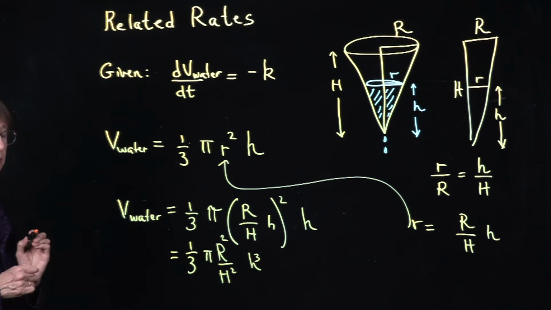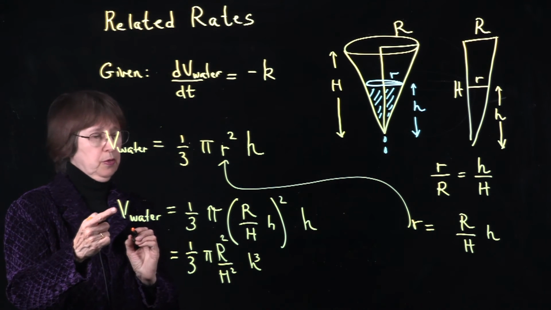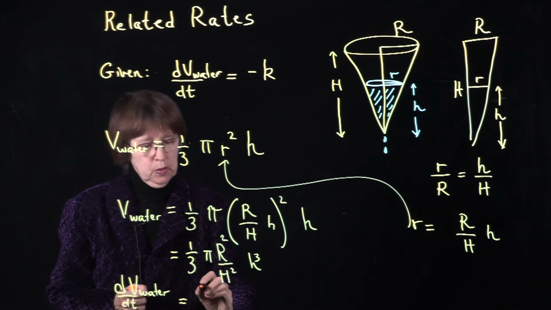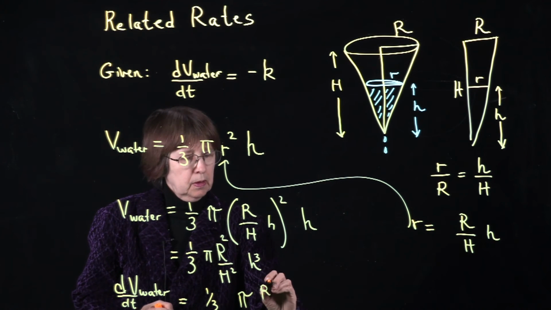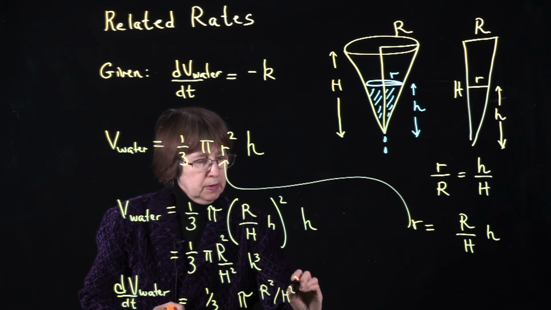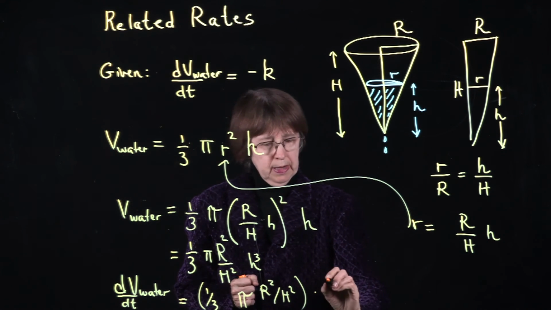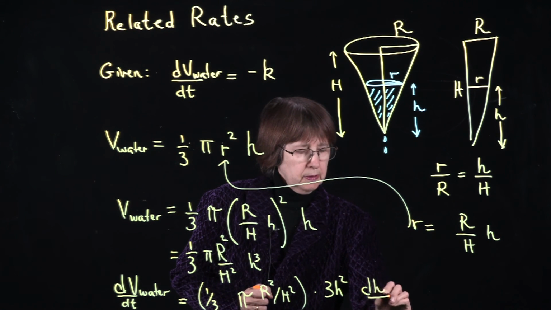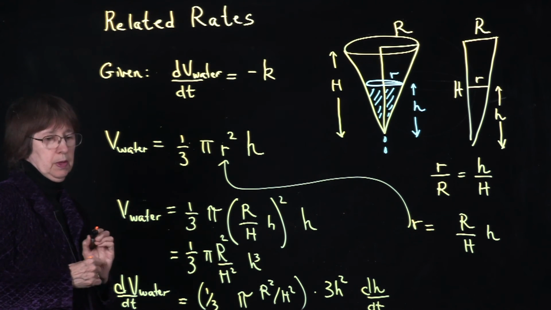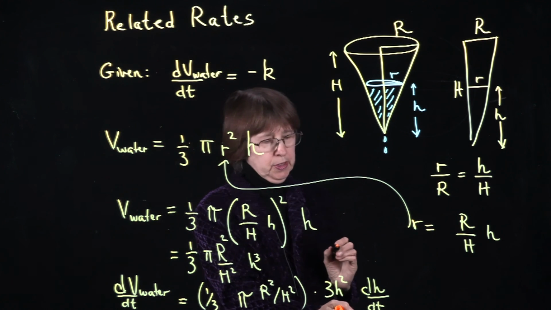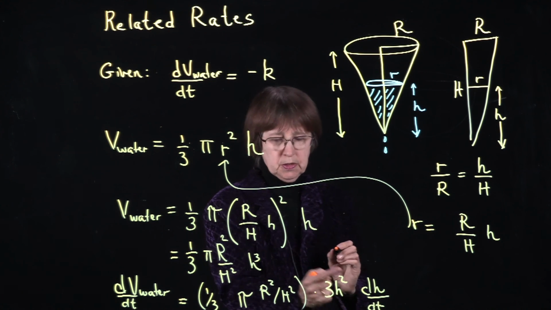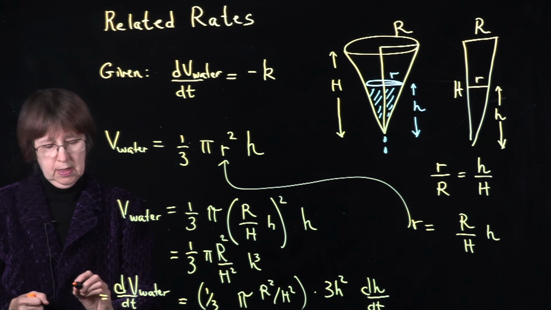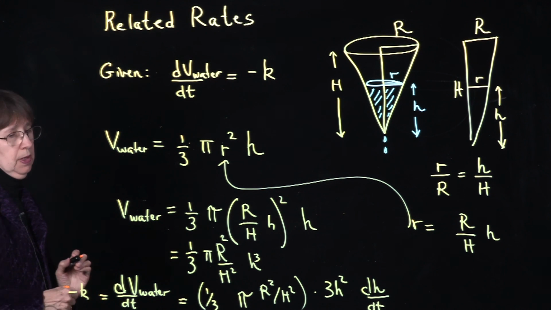Based on that, we can now compute the derivative rate of change on this side, and what we get is, using the chain rule, 1/3 pi R squared over H squared. These are all constants out front, multiplied by 3h squared, and we should not forget to add dH by dt based on the chain rule. As a final step, we solve for dH by dt by taking all of this to the other side and using the fact that dV by dt is given to us as minus k. And that's shown in the book.